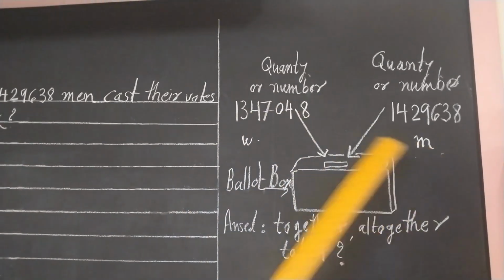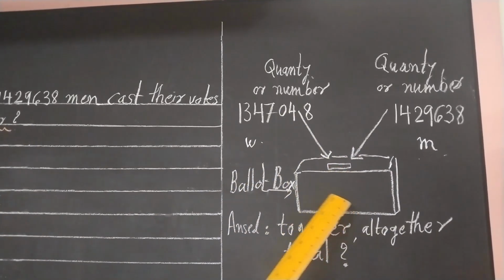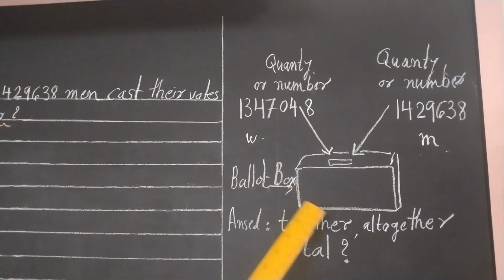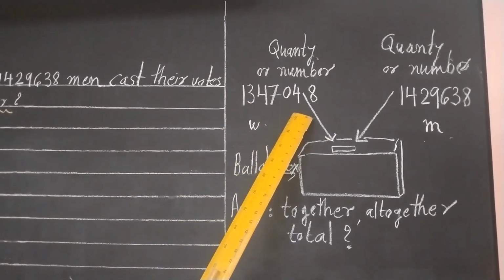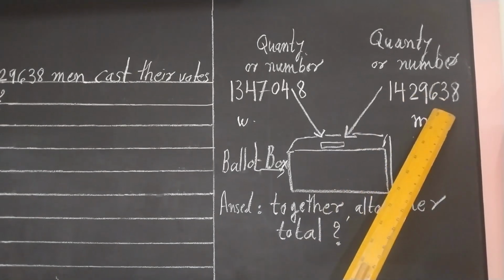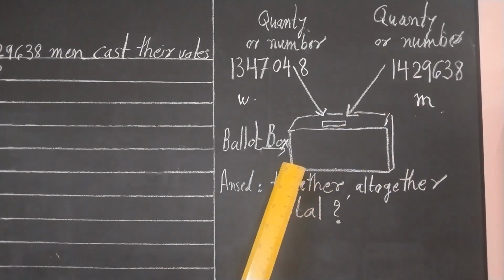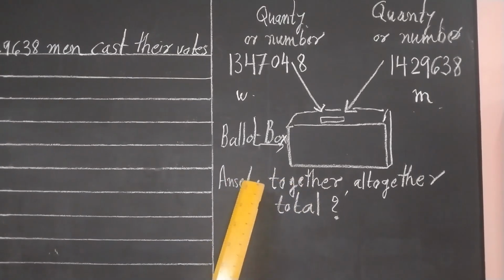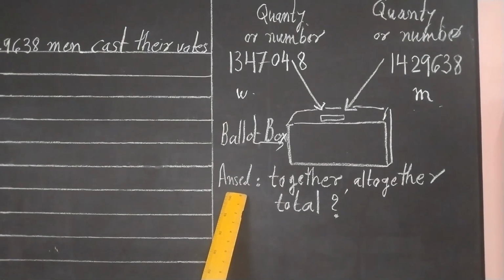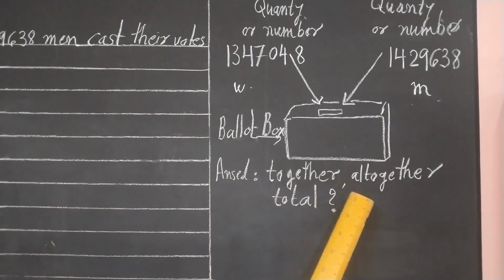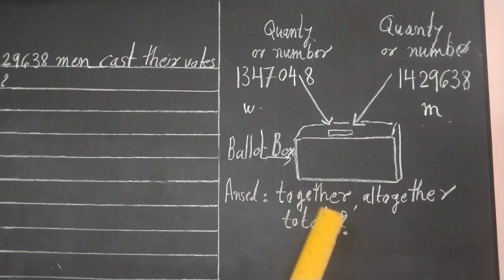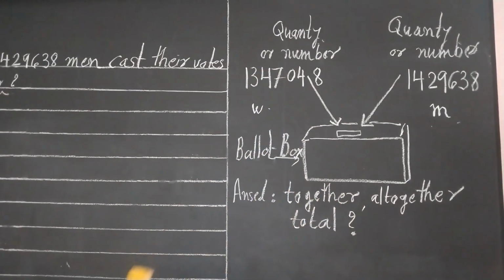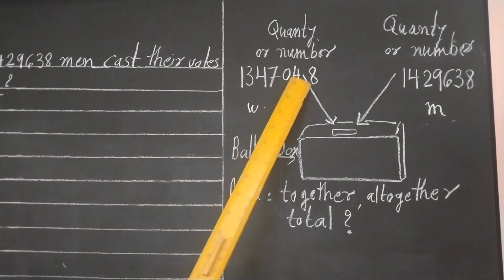There is a ballot box. Women and men are putting in their ballot papers, and all the ballot papers will be collected in this ballot box. That means this has to be added to this in order to get the final answer, and the final answer is asked in together, altogether, or total, how much. These terms are going to reveal that this is a case of addition and we will have to add this number with this.